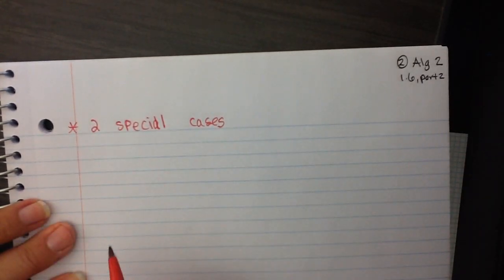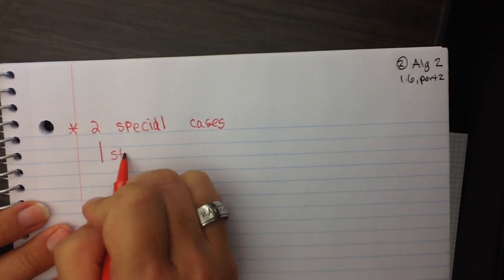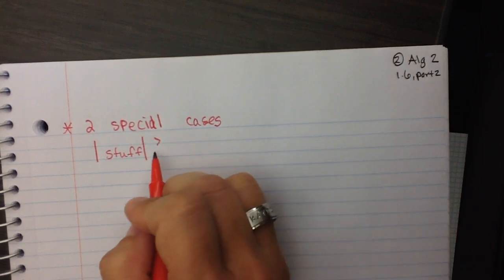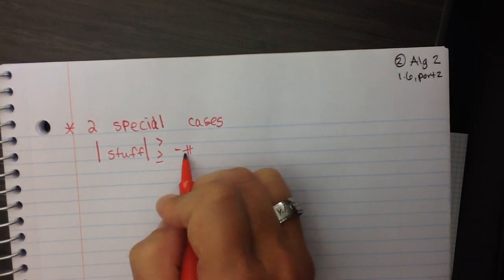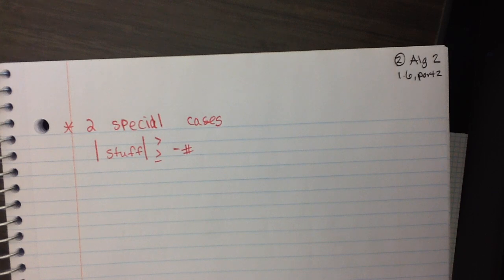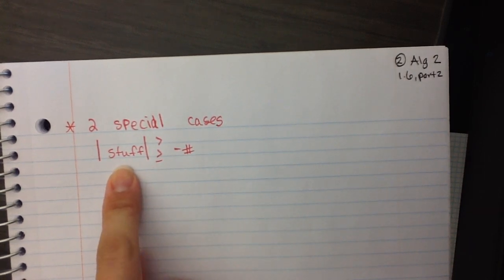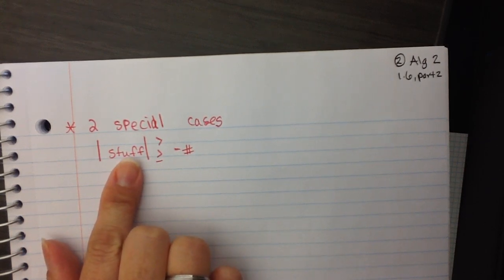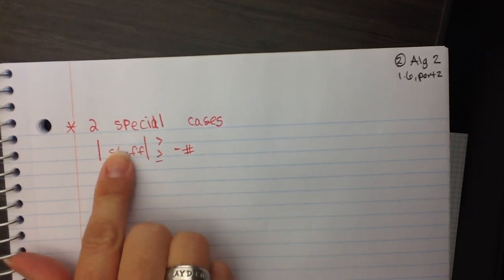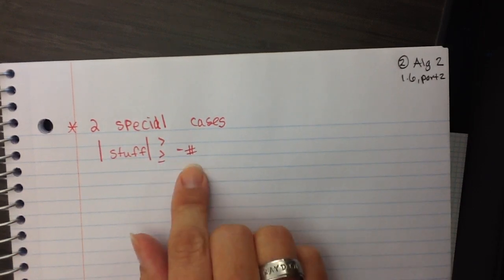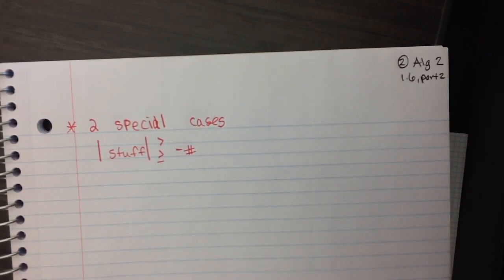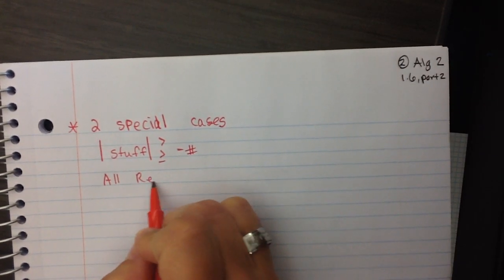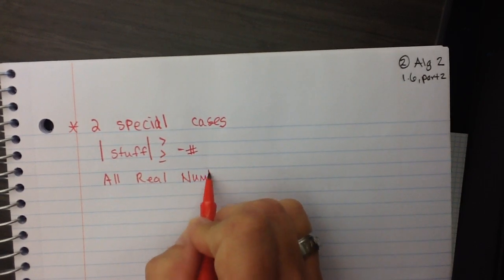One of the special cases is if I have the absolute value of my stuff is either greater than or equal to a negative number. So what we know about this absolute value operation is that whatever number gets absolute valued will return a positive number. So when I have the absolute value of anything is greater than a negative number, that's always going to be true. So my special case there is going to be that the answer is all real numbers.